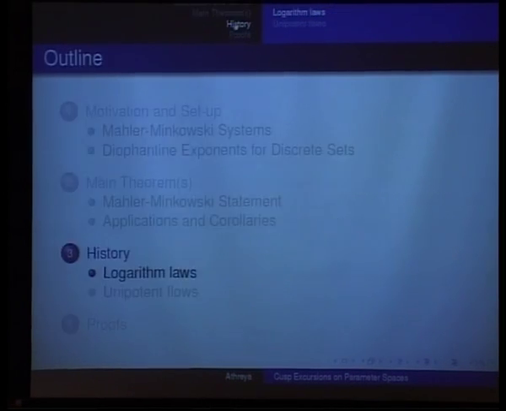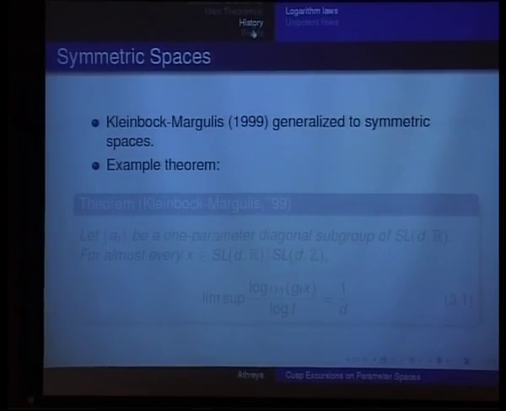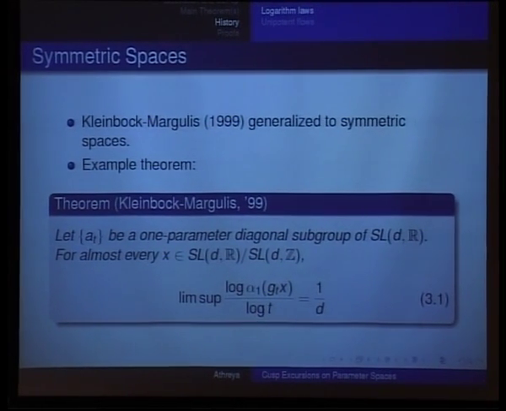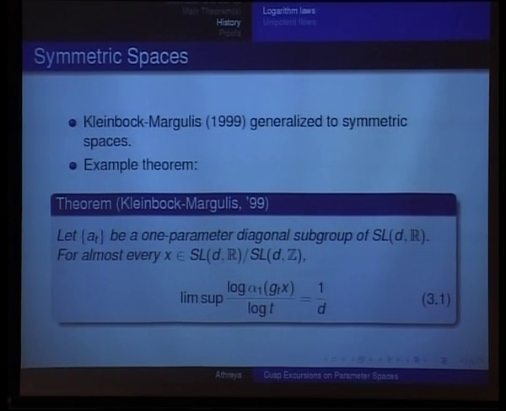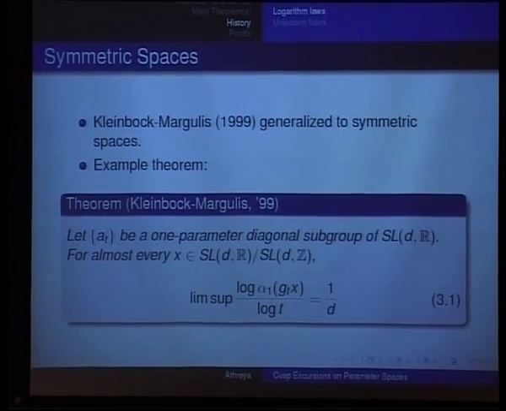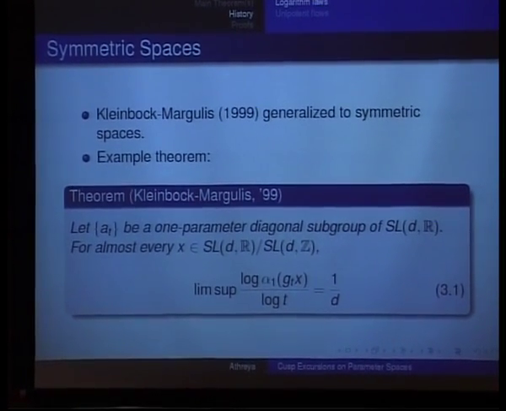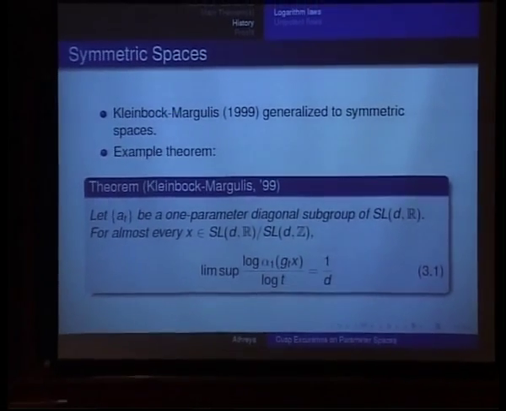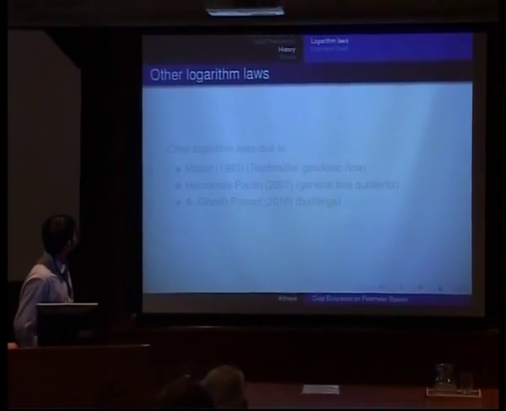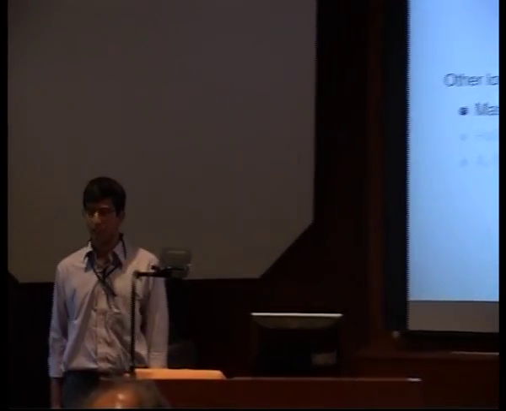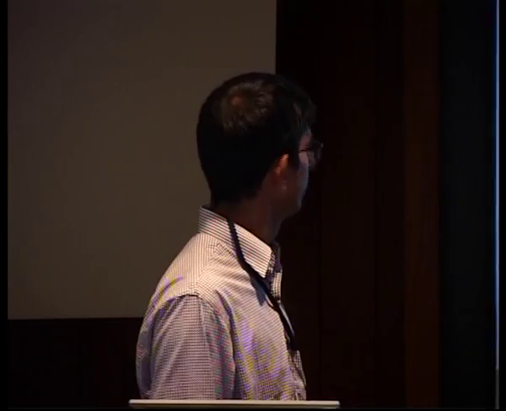Let's get back to the history. So this gives you some information about the generic system as well. For SL_2(R) mod SL_2(Z), you can recover this theorem from Khinchin's theorem, in some sense. So maybe the earliest version of this logarithm law is due to Khinchin. There are other logarithm laws due to Howe-Masur on the Teichmüller geodesic flow, in this context of quadratic differentials that I had mentioned earlier. The diagonal flow is called Teichmüller geodesic flow.